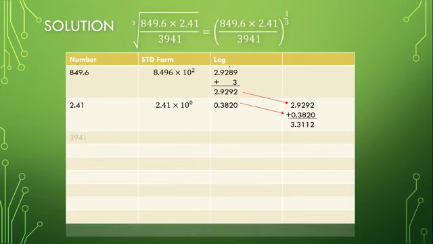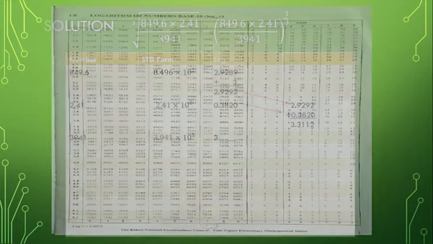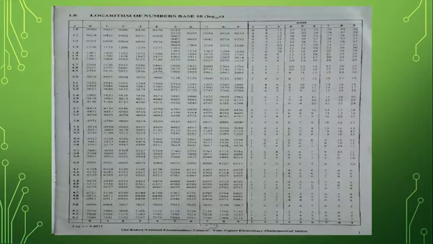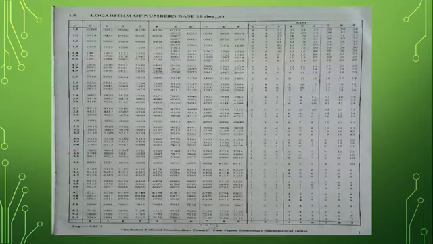Let's go to the denominator, which is 3941. In standard form, it shall be 3.941 multiplied by 10 power 3. The characteristic is 3, and then there is the mantissa part. So reading that, 3.941, I believe I got it right, we come here and read, where is 3.9? 3.9 is here.